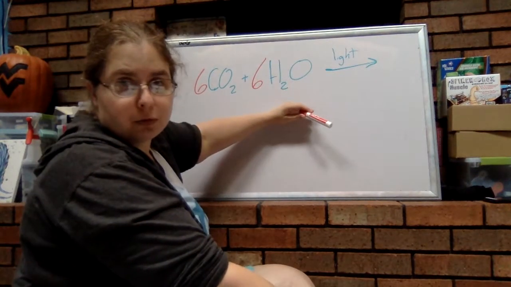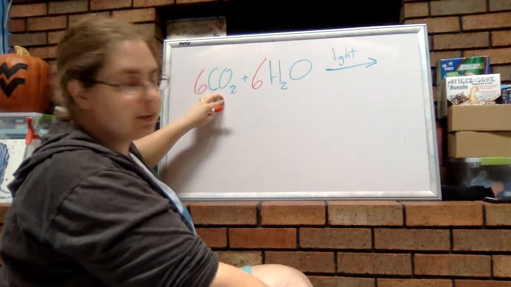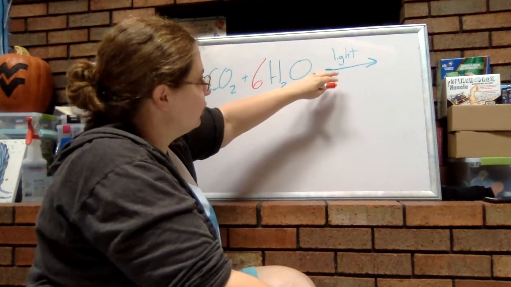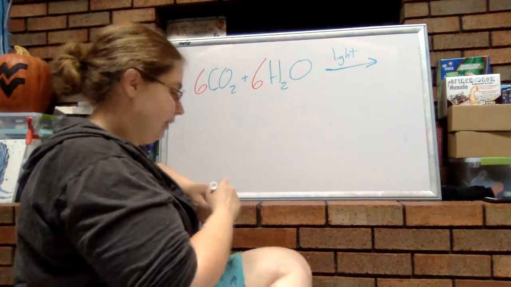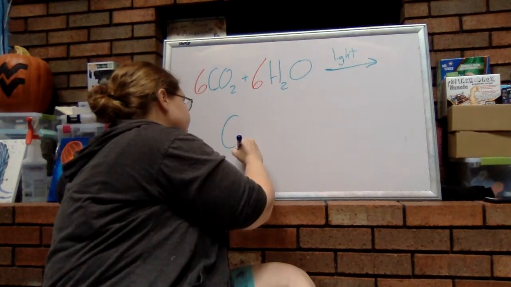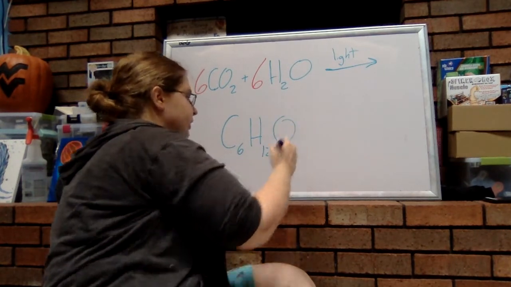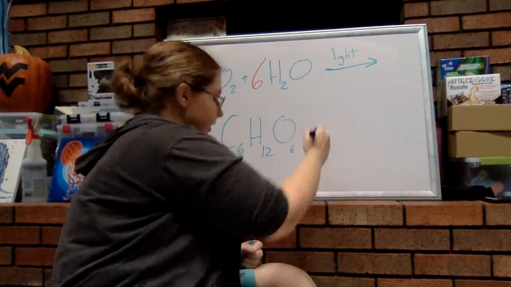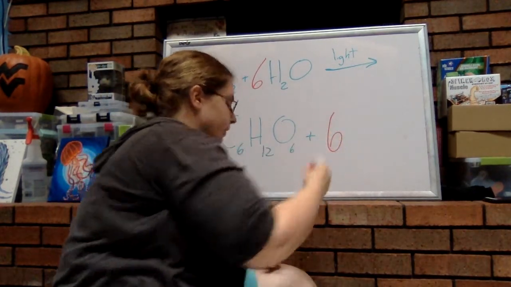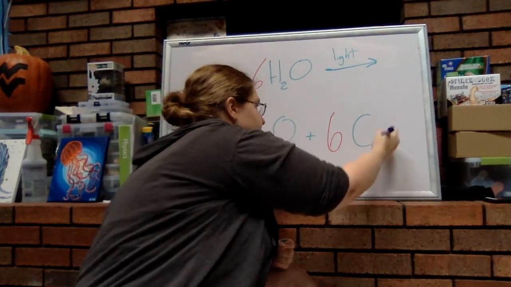These are our reactants. They're what we're starting with. We're starting with 6 carbon dioxide molecules and 6 water molecules. When this reaction is activated by light, we will get 1 glucose molecule, C6H12O6, plus 6 oxygen gas molecules.